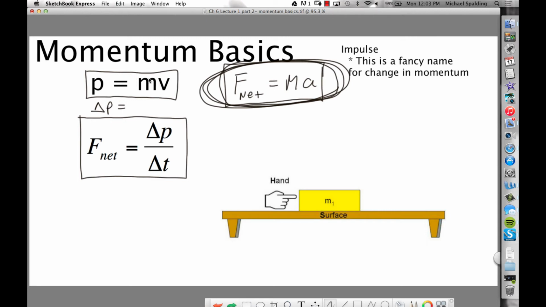So if that's the case, what would change in momentum be caused by? If it's not caused by mass, it's going to be caused by velocity. So change of momentum is going to be mass times change in velocity. You get it? Now, come down here. So what did we just say change of momentum is? It's going to be mass times change of velocity, like that.